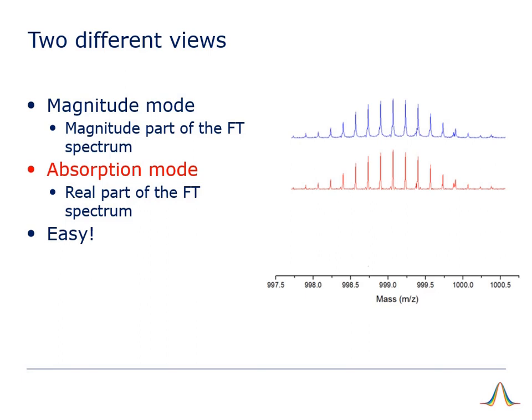If we try this simple approach, we do indeed get the magnitude mode spectrum we expect. But unfortunately the absorption mode spectrum looks like this. Something's obviously not right. Some of the peaks are positive, but some are completely negative, and many are somewhere in between. So what's gone wrong to cause this distortion of the absorption mode spectrum, and how can we fix it?